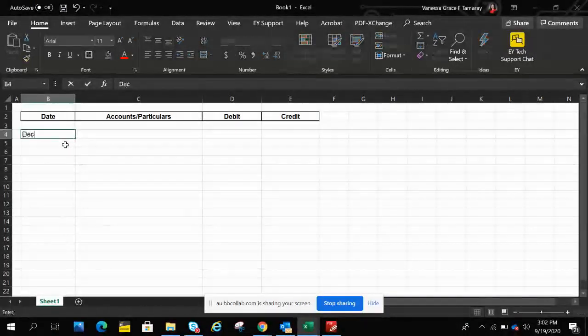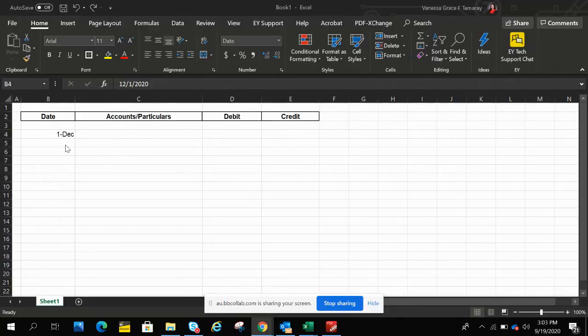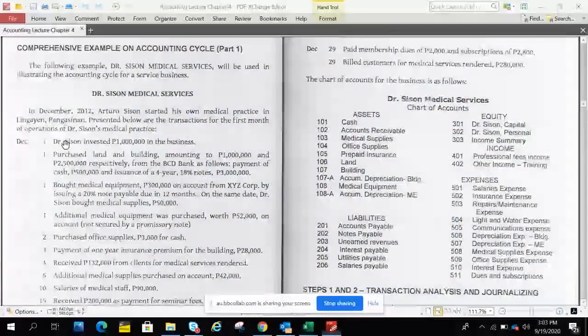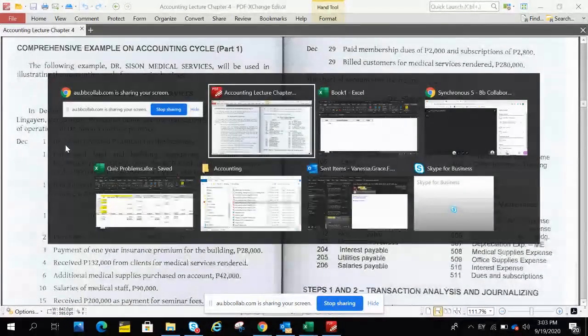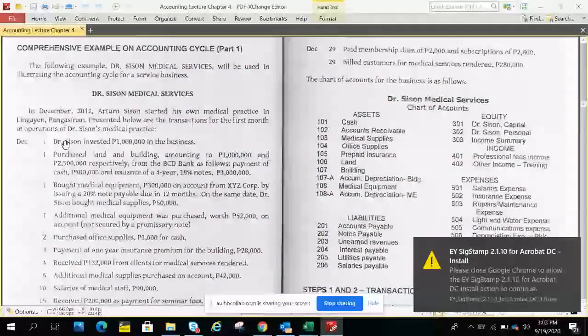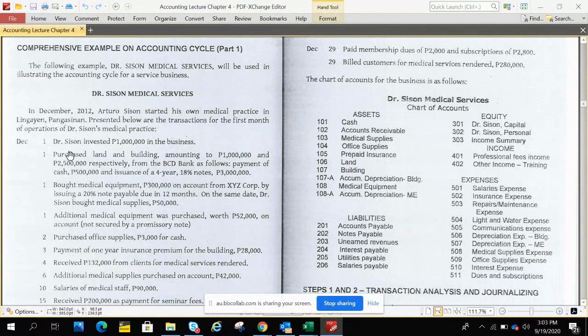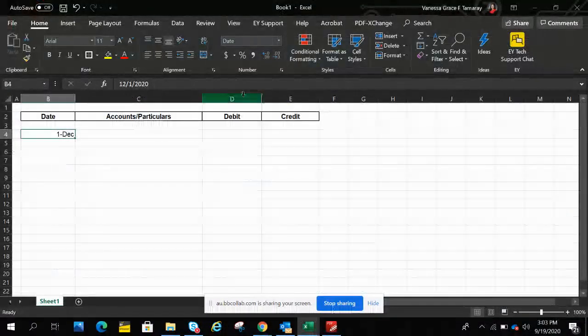So kailan yun? December. So let's provide the date. So we have the date. December 1, anong sabi? Dr. Season invested 1 million pesos in the business. So what is our entry? Debit, cash, because we have cash in the amount of 1 million, and credit, Dr. Season capital. So tignan natin ano ba yung dito nakalagay. Kulang pala yung ating entry.